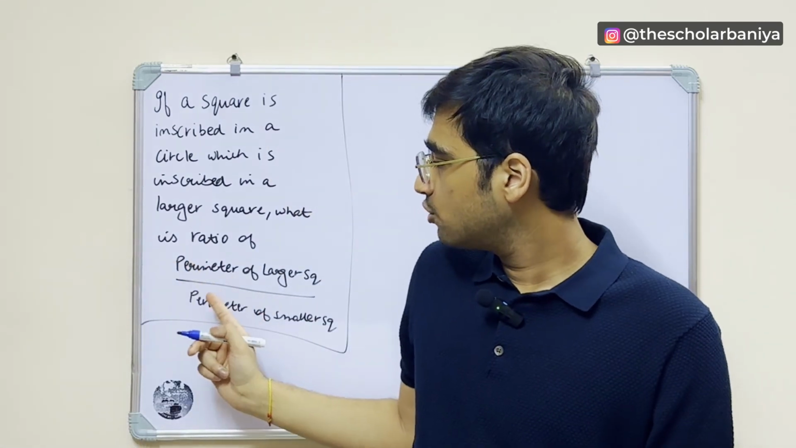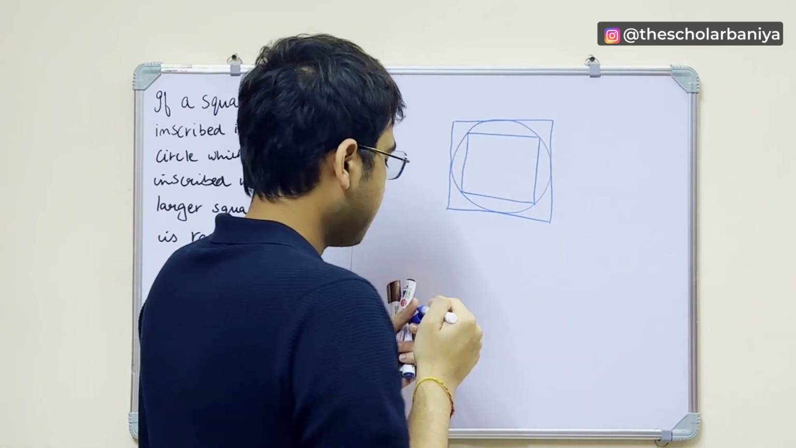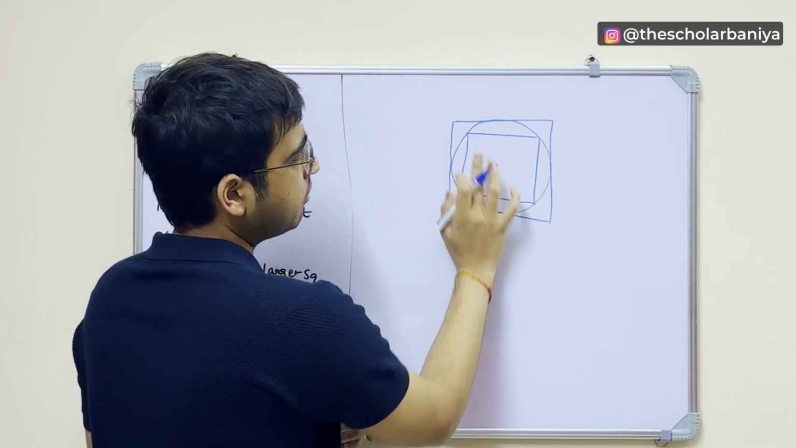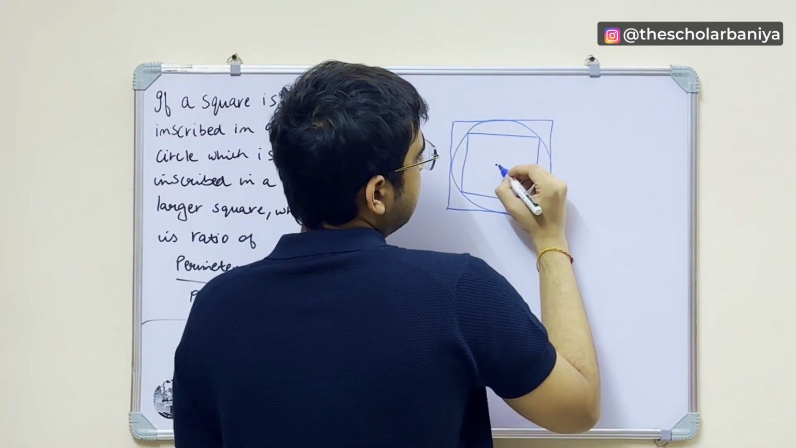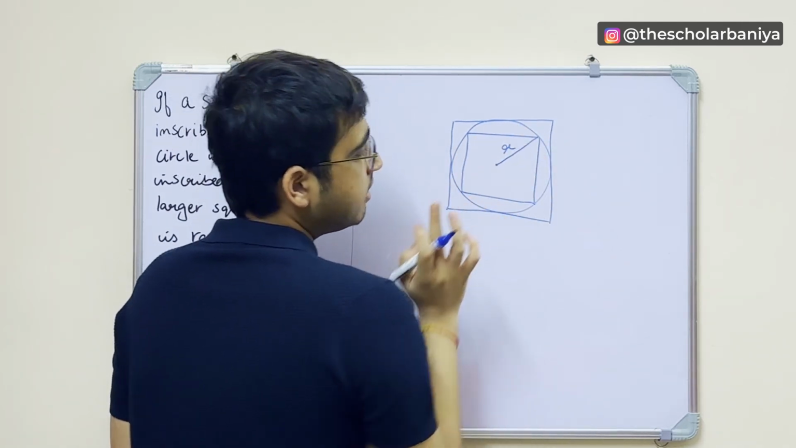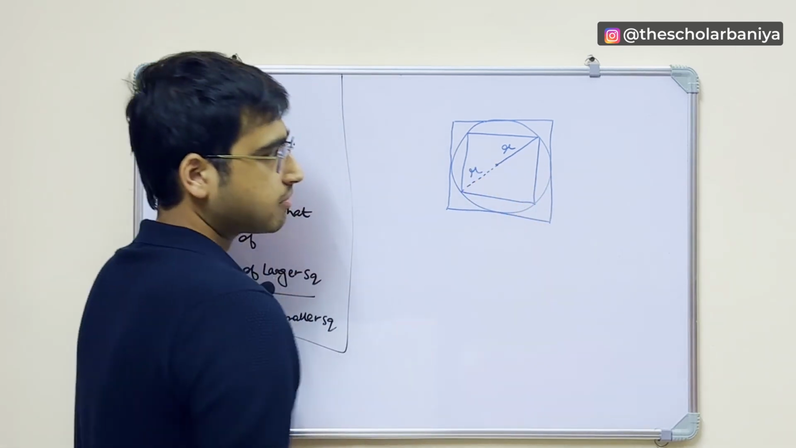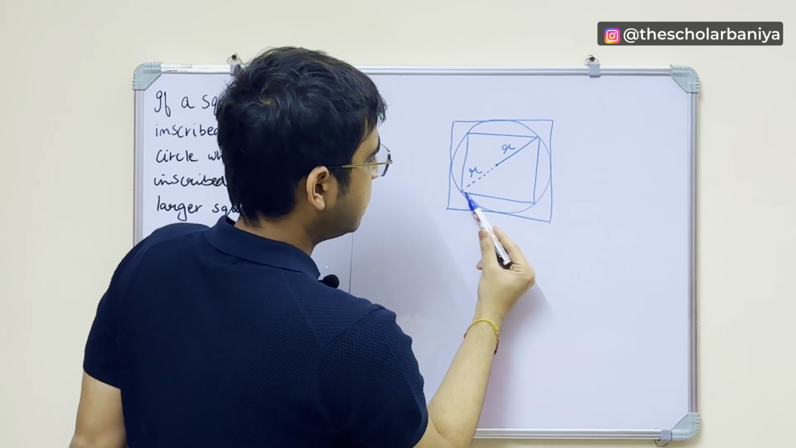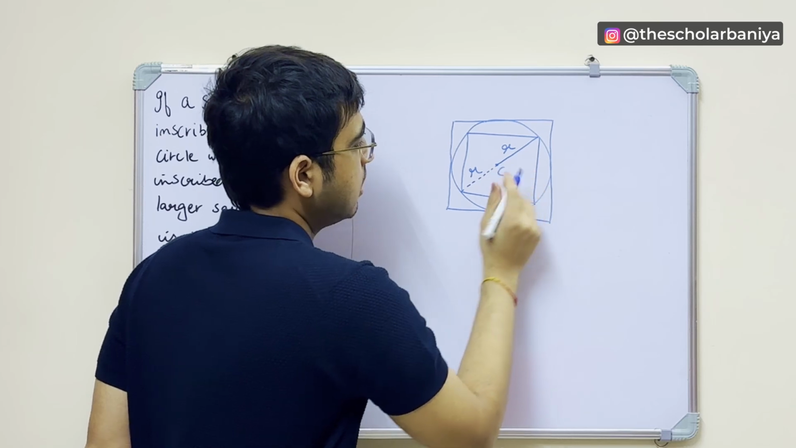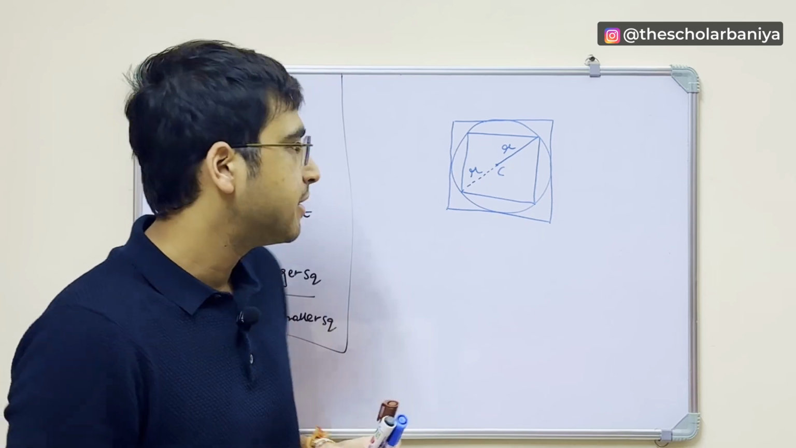So now we have to tell the ratio of the perimeter of the larger square to the perimeter of the smaller square. Okay. So let's suppose that this is the center of the circle, and the center of the squares. And let's say this is the radius r. In this circle, this is the radius r. And if you join, this will also be r. This whole thing is the diameter. This is the center C. So this is r, and this is also the diagonal of the square.